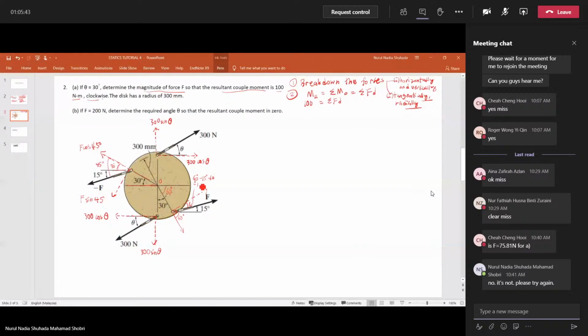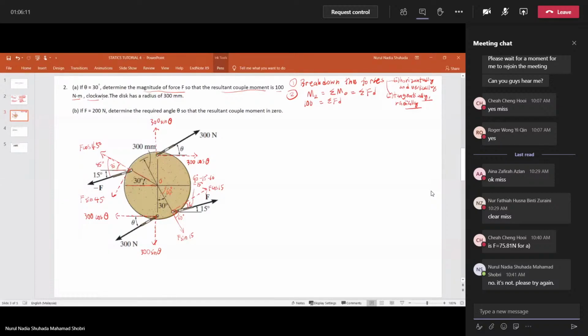Okay. Now we already know the angle, so we can solve the force here. The force here would be F cos 15, and here would be F sin 15. Okay, now we have already broken down all the forces.